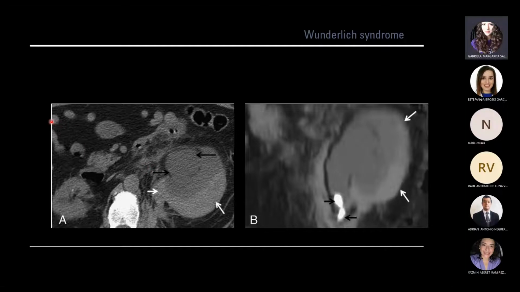And in this CT, the image shows left hydronephrosis, and we can see hematoma. And in the coronal reformat, we can see the hydronephrosis and two obstructive stones in the proximal ureter, associated with a perinephric hemorrhage.